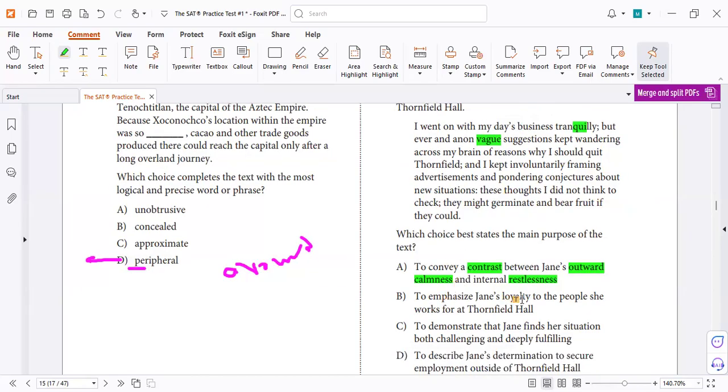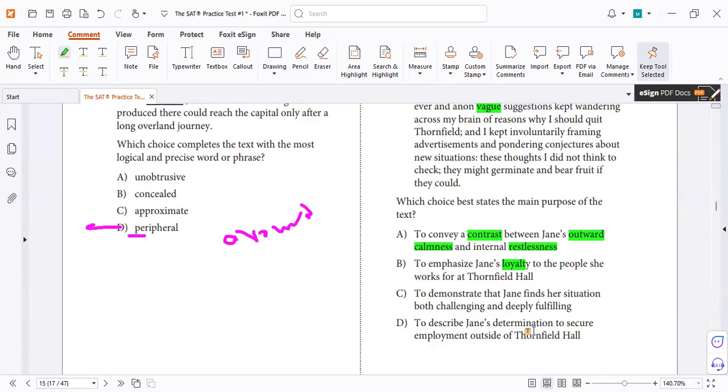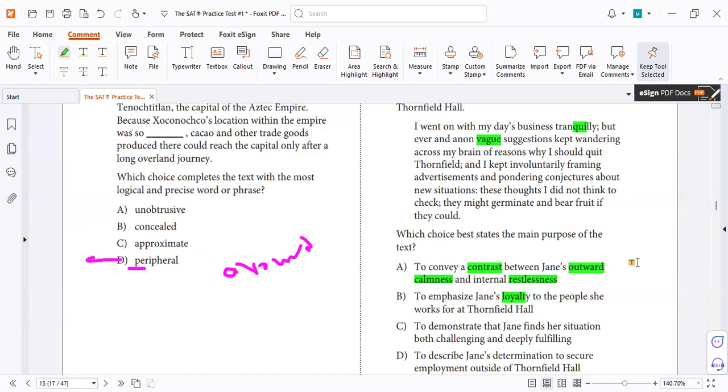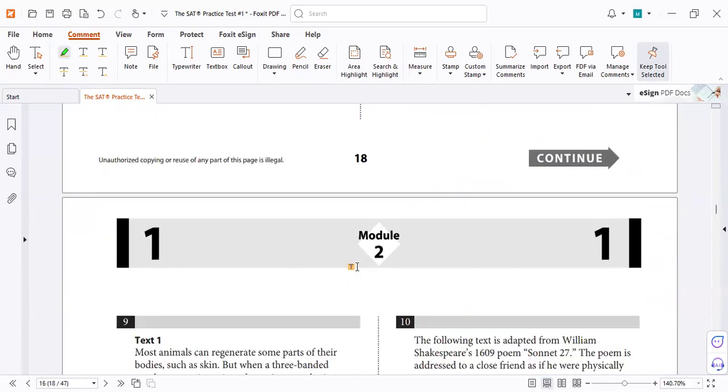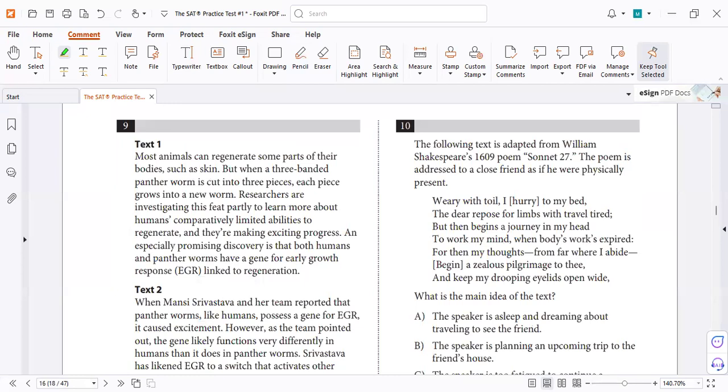Not at all the text about the loyalty of James, of course, to people. Of course, we're not telling about both the challenges. Here, determination to secure, not at all. Look, I kept involuntarily framing. So this means he has internal restlessness, but he is happy outside, doing well. That is correct. So A, good target. And how about 9? C.